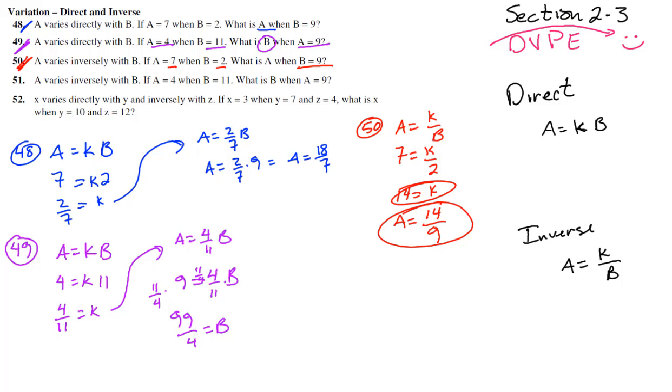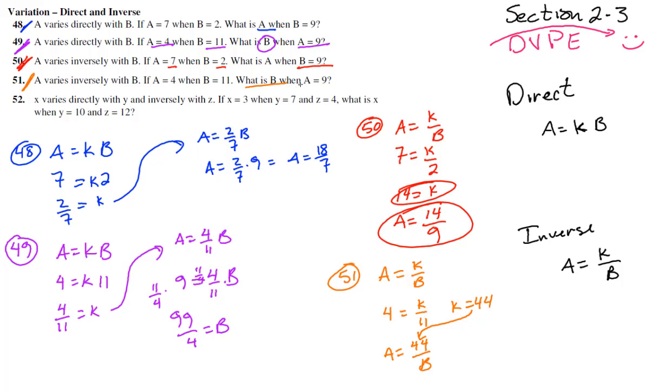All right, the next one, 51. A varies inversely with B. Okay, so 51, that means we're of this model, A equals K over B. And it says if A is 4 when B is 11, so A is 4 and B is 11, that means K is 44. So A will always be 44 over B. That's our model. So we stick the K in there so we can do the next half of the problem.